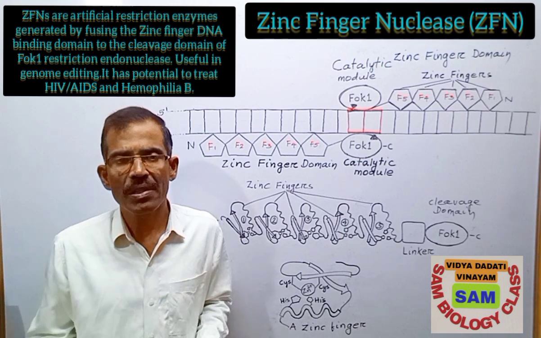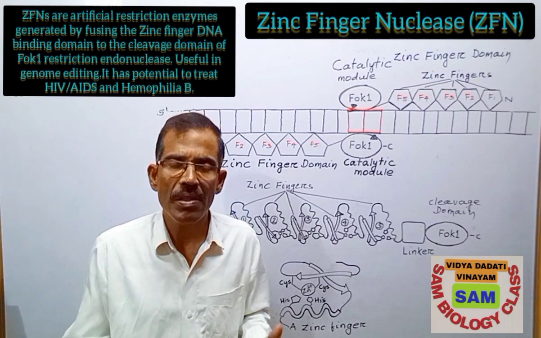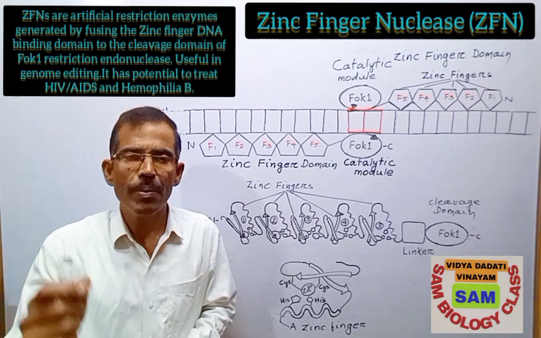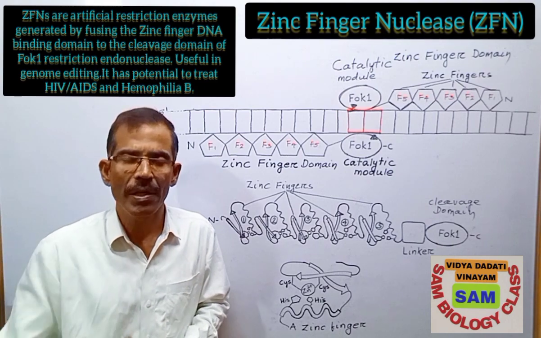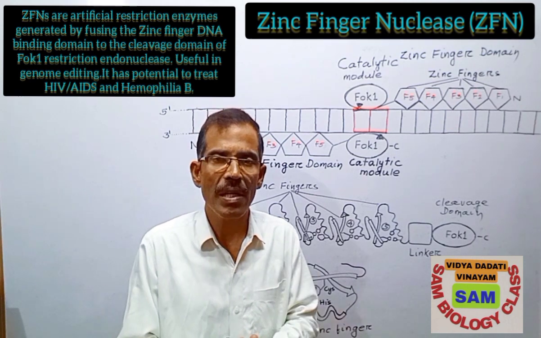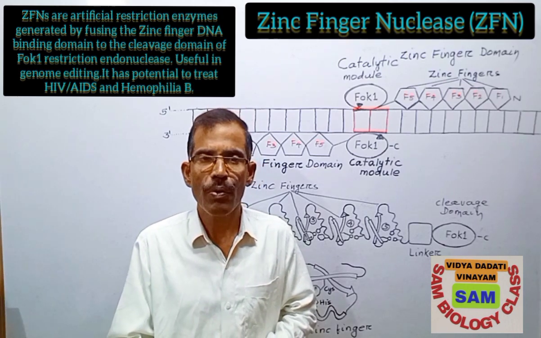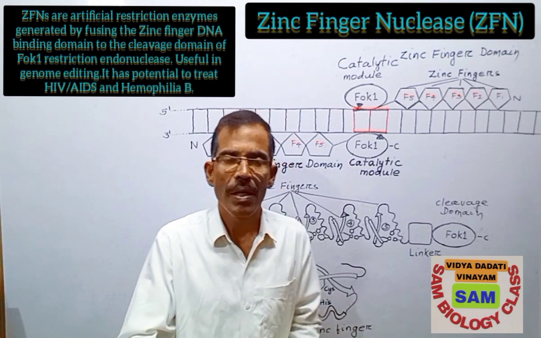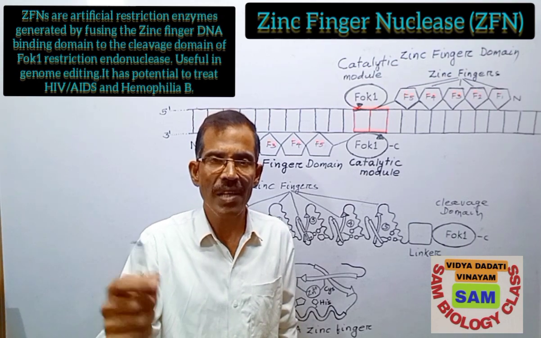Zinc finger nucleases function as dimers. Each monomer recognizes a specific half-site sequence, typically 9 to 18 base pairs of DNA, via the zinc finger DNA binding domain. Dimerization of zinc finger nuclease proteins is mediated by the FokI cleavage domain, which cuts the DNA within a 5 to 7 base pair spacer sequence that separates the two flanking zinc finger DNA binding sites.